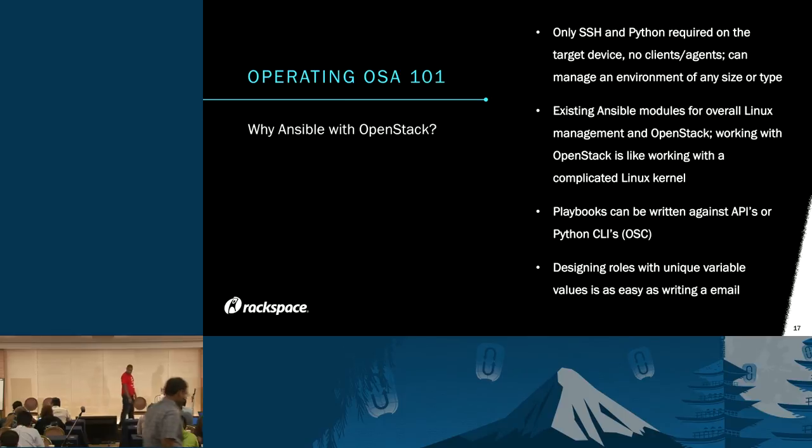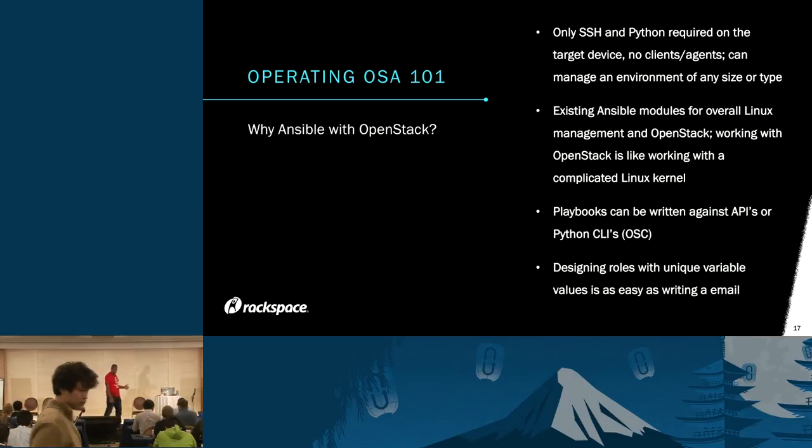So why use Ansible with OpenStack? That's usually probably the biggest question that I get. Why does Ansible make sense with OpenStack? These are just some of the reasons why I have fallen in love with Ansible when dealing with OpenStack. Ansible does not require any sort of agent. It only requires SSH and Python. And actually it really doesn't require Python, but it requires SSH to be able to connect to the devices.